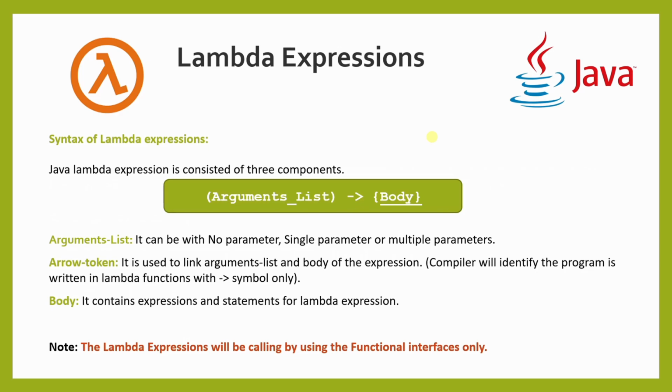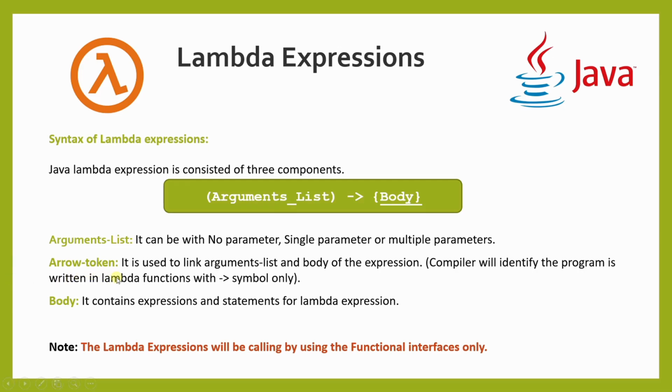How can we write lambda expressions? The syntax of a lambda expression is an argument list, an arrow token, and a body. In the argument list we can have a no-parameter method, a single parameter, or multiple parameters. When taking no parameter, single parameter and multiple parameters, a set of restrictions applies; how we can call them we will see in the example.